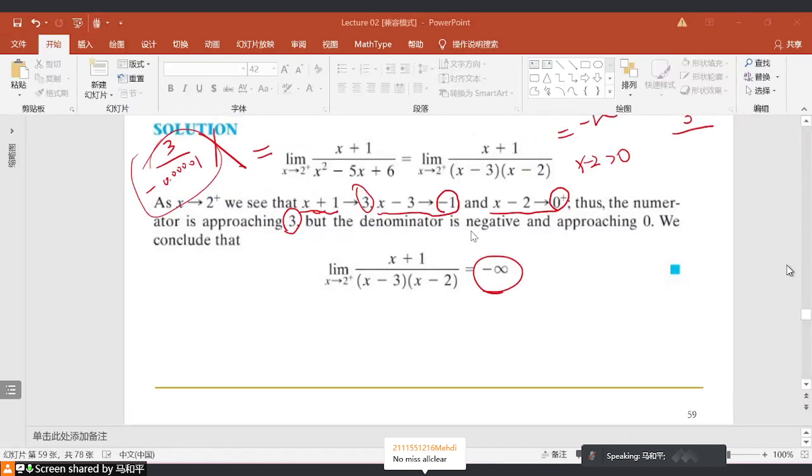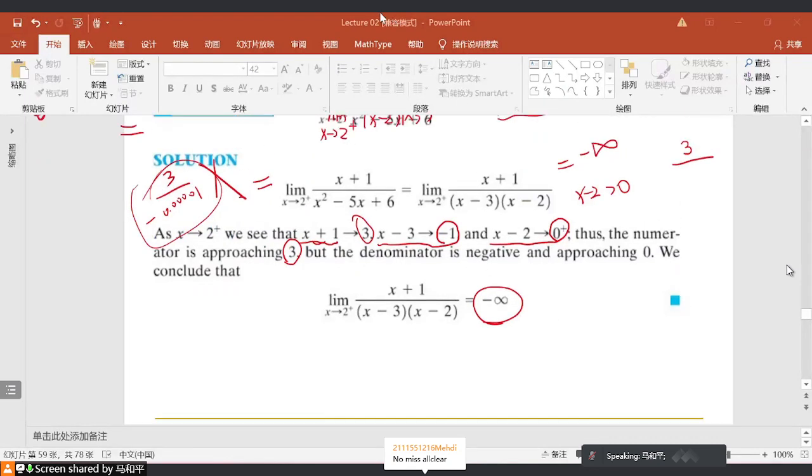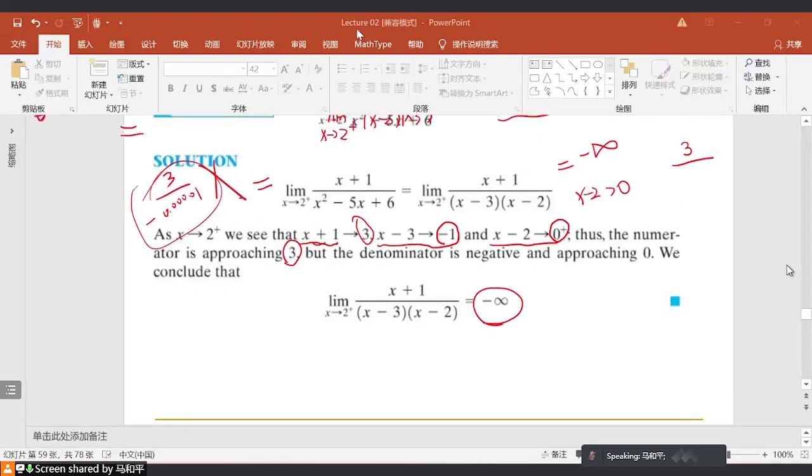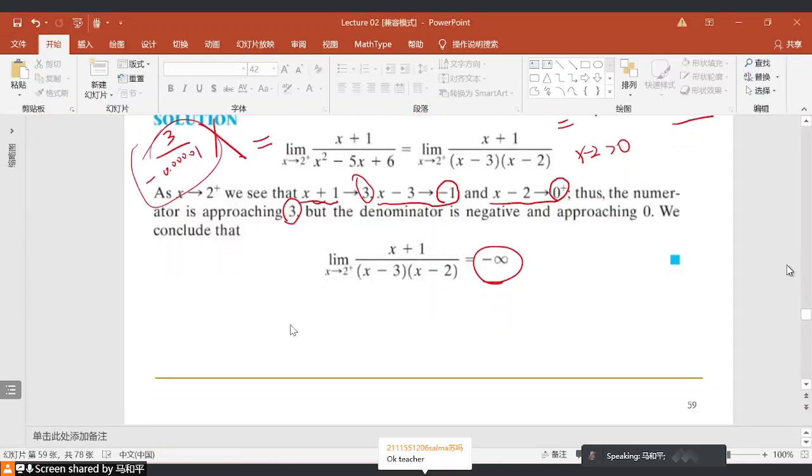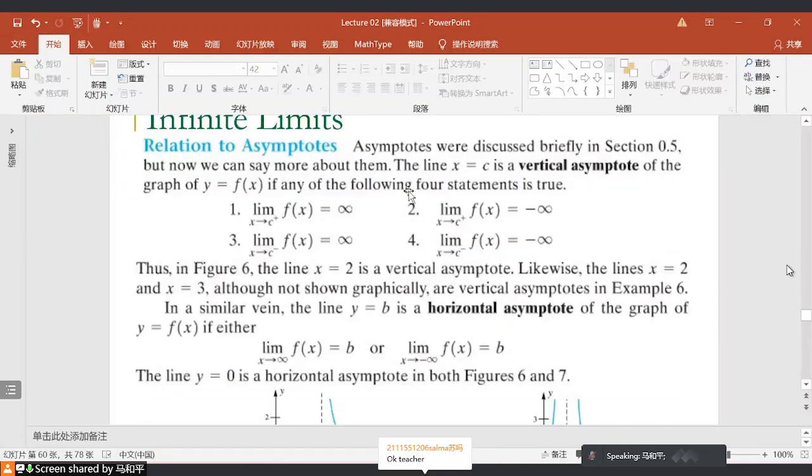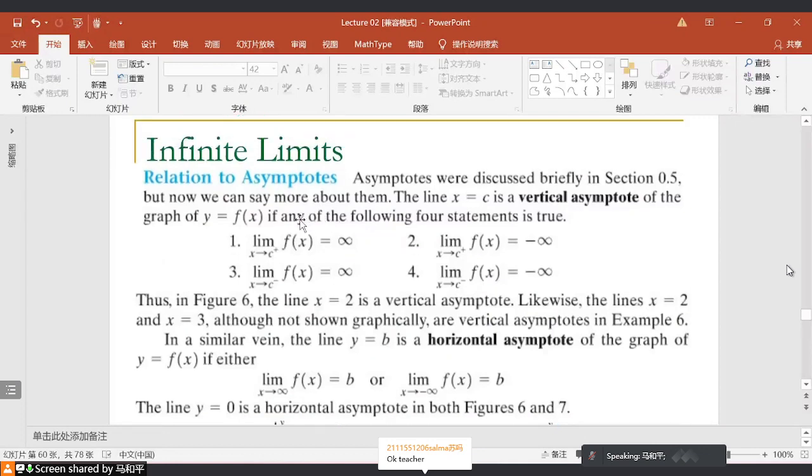Okay, maybe we should have a little break. Have a break for a while. Okay, have a rest for a while, and then we will learn the relation to asymptotes.